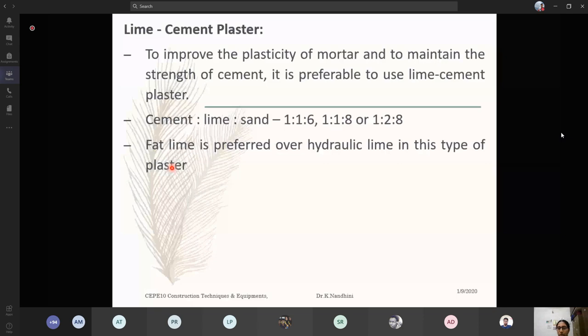Okay. I think my internet connectivity is low. That is why there is a little delay. I just turned off this camera.